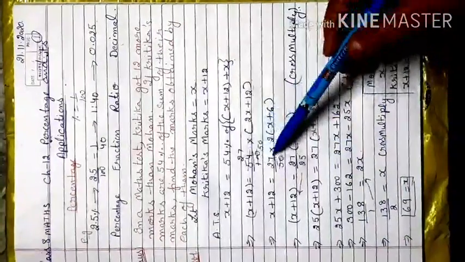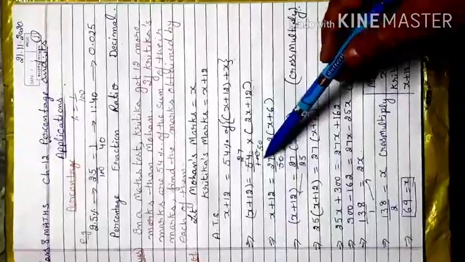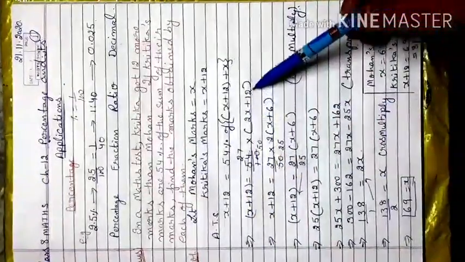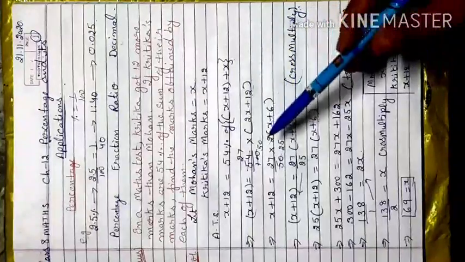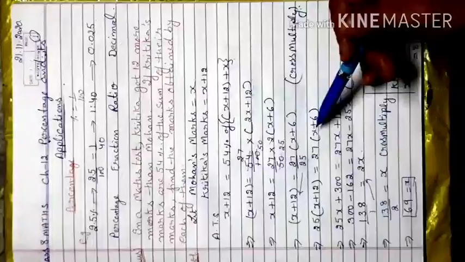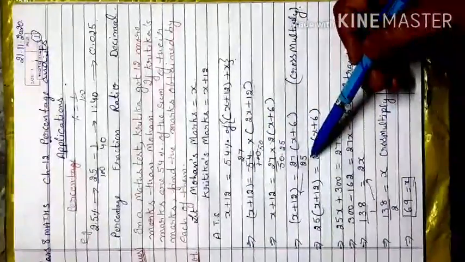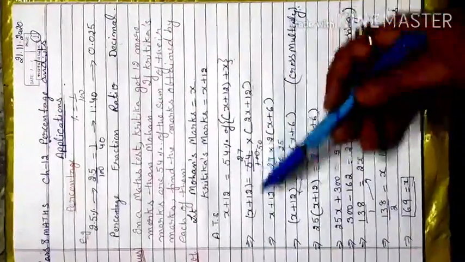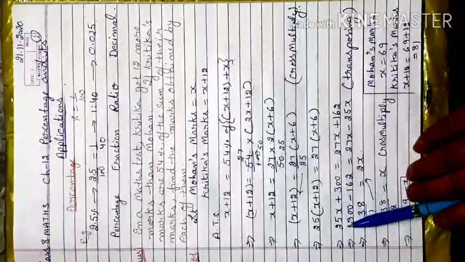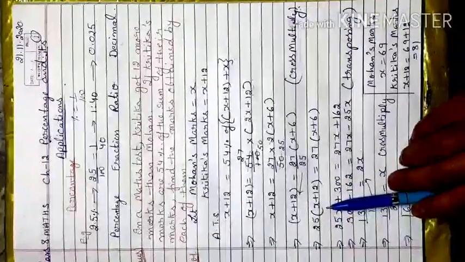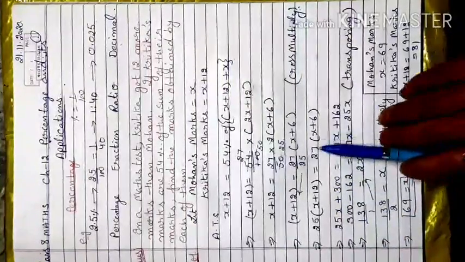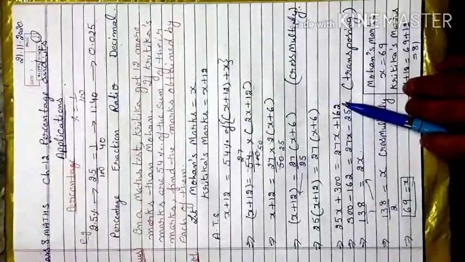If you don't want to cancel, you can directly multiply 100 with the whole term x plus 12, and 54 with 2x plus 54, first multiply with 2x and then with 12. To reduce the calculation, I go with the cancellation. If you want to multiply directly, you can also go with that. 25 into x plus 12: 25 first multiplies with x, then 12. 25 into 12 gives me 300. 27x, 27 into 6 is 162.